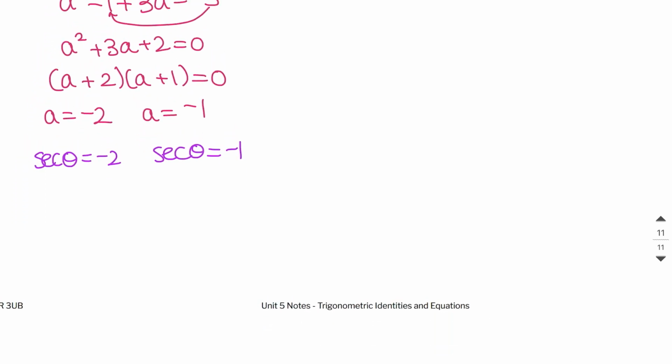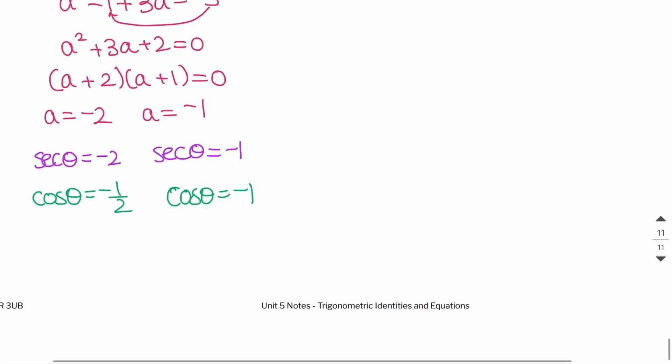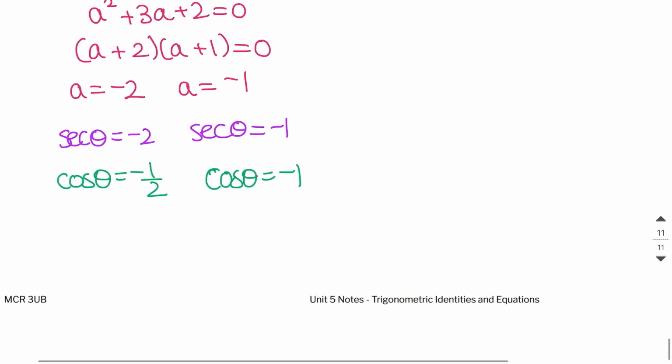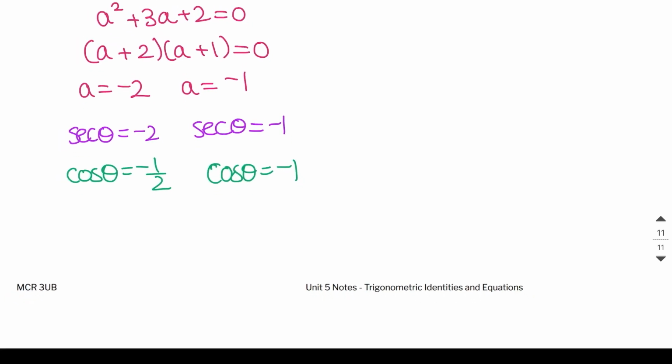Well, what does that tell us? I can now do the reciprocal of secant of theta, and I can now say that this right here is going to be cosine of theta is equal to -1/2, because this is -2/1, I can just do the reciprocal of that value. And here I can say that the cosine of theta is equal to the reciprocal of -1, which is still -1 right here. Okay, and neither one of these is an answer that's going to be crossed off, because it's possible for cosine to be -1/2, and it's also possible for cosine to be -1.